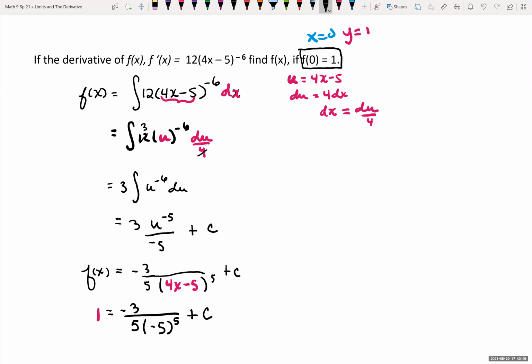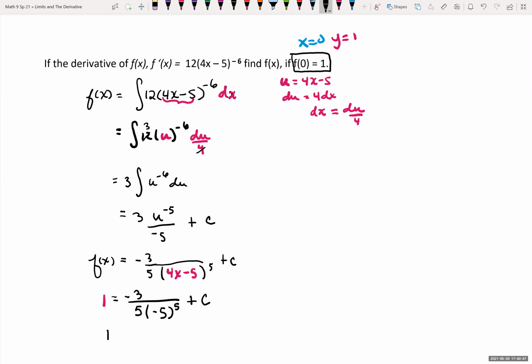So clean it up a little bit. Well, if I take negative 5 and I raise it to the 5th power, that's still going to be negative. And so I can pull that negative out front. And then I have 5 times 5 to the 5th, which is really 5 to the 6th power plus c.